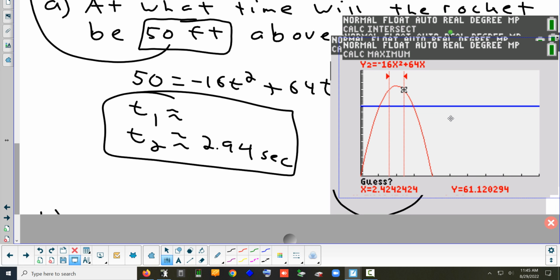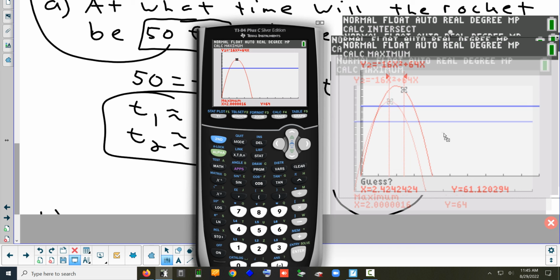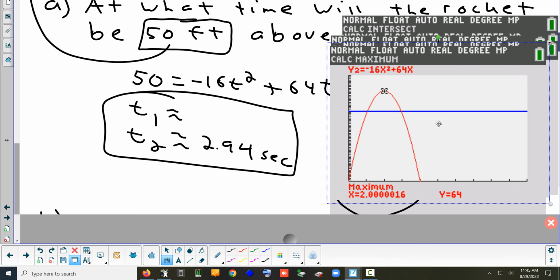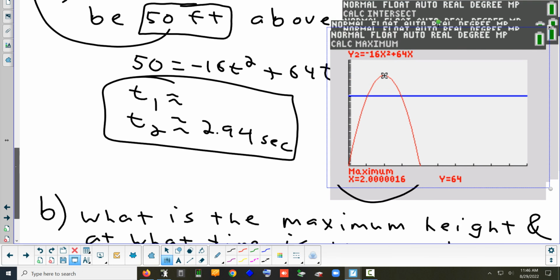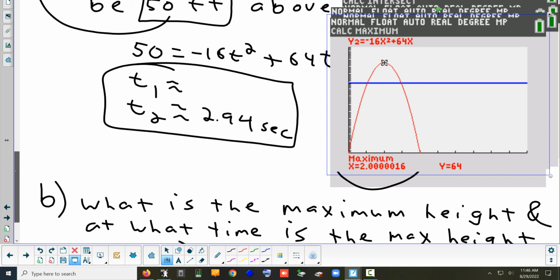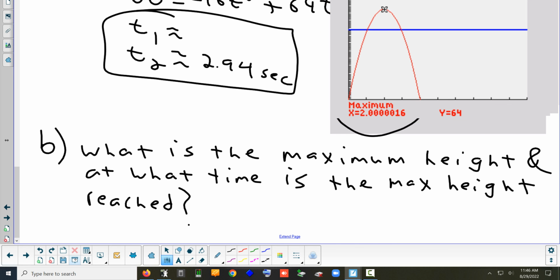Just like an intersect, the last thing it'll ask me for is a guess. I'm going to move my cursor. Doesn't really matter in this case, but just move it close to the maximum. And because of rounding, you might get 1.9999999. I got 2.0000002. Yeah. Just depends on the calculator. But essentially, what is the maximum height of this object? 64. Yes. So 64 is the max height.